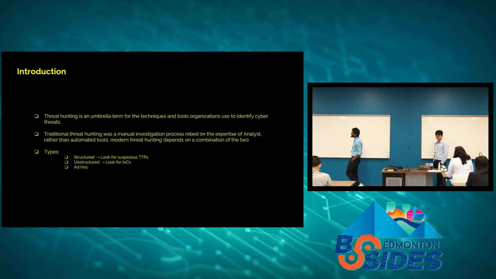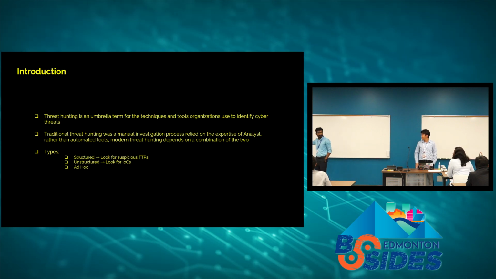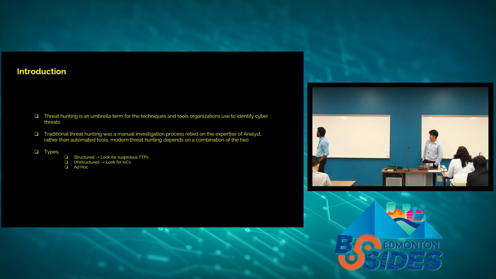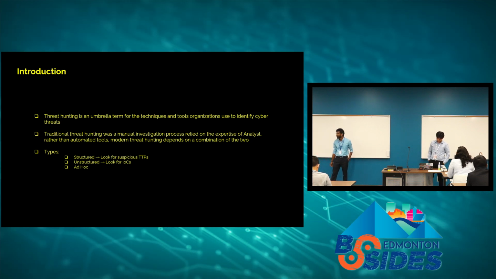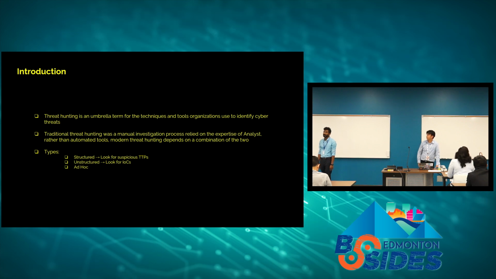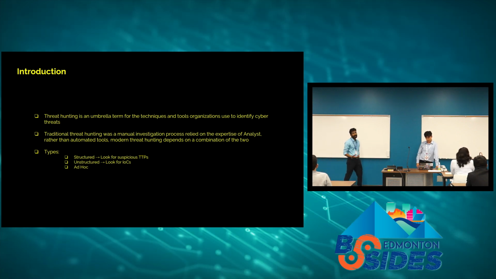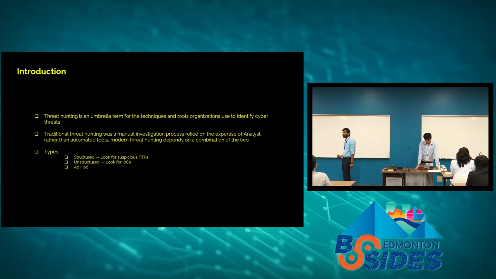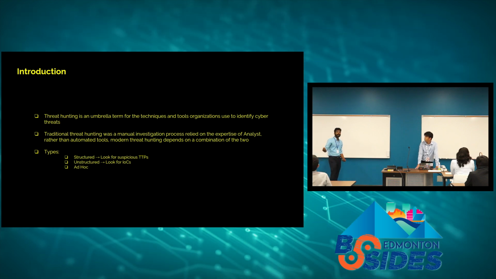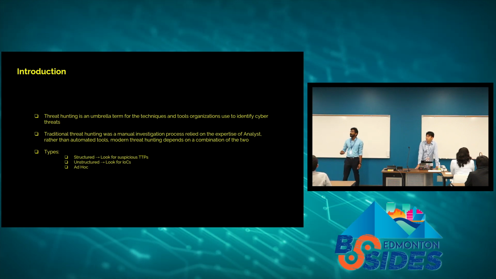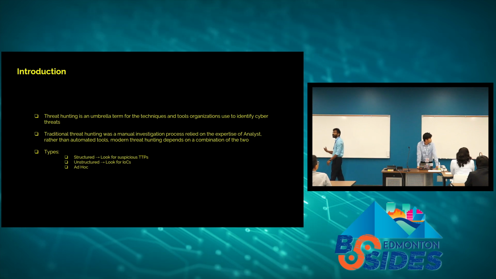Yeah, pretty question about hunting. So just going to read out this terminology here. Threat hunting is an umbrella term for techniques and tools organizations use to identify cyber threats. So threat hunting is basically a process where you look into a chunk of logs and you try to identify some threats which are hidden in there. And then you classify those threats as relevant threats or non-relevant threats to your organization. So the threats which are relevant to industry A might not be relevant to industry B. So it's very important that you understand what is a relevant threat to your own industries.